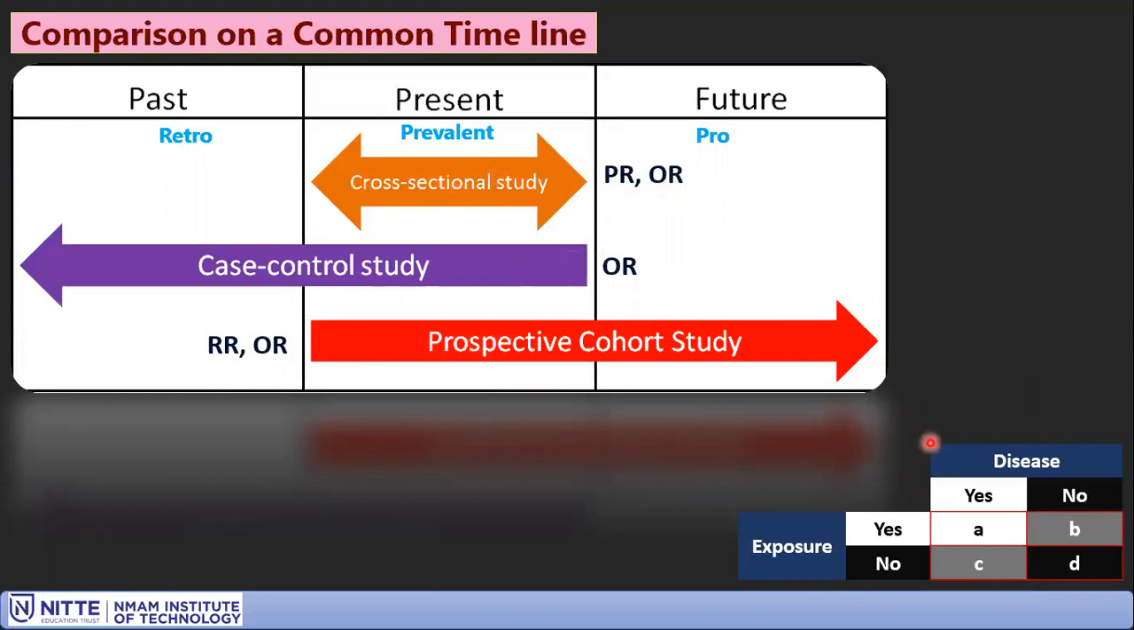Now let us assign it to a 2 by 2 contingency table, which we can use for the analysis of categorical data. Whether you take cross-sectional study, cohort study or case control study, you can end up with a contingency table. Let me take only the 2 by 2 case. That is, there are two levels for the exposure and two levels for the disease: yes or no, exposed or unexposed, disease present or absent.